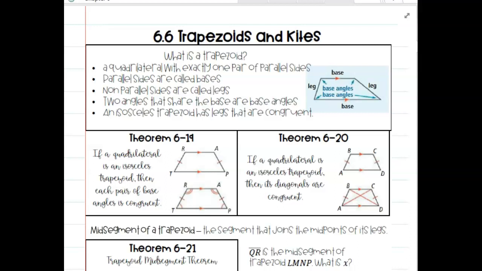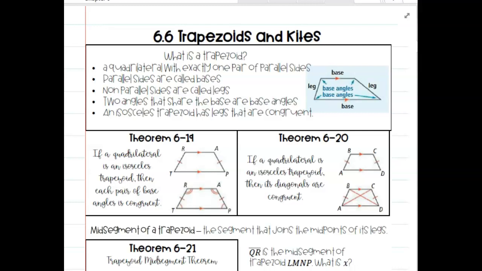And you can't just pair up any 2 of the angles. They have to be the angles that share the same base. So like these bottom 2 angles are a pair of base angles, and these top 2 angles are a pair of base angles. You couldn't pair up the left 2 angles. It's not going to work with what we're doing with theorem 619 down there. So the base angles, like I said, come in pairs.